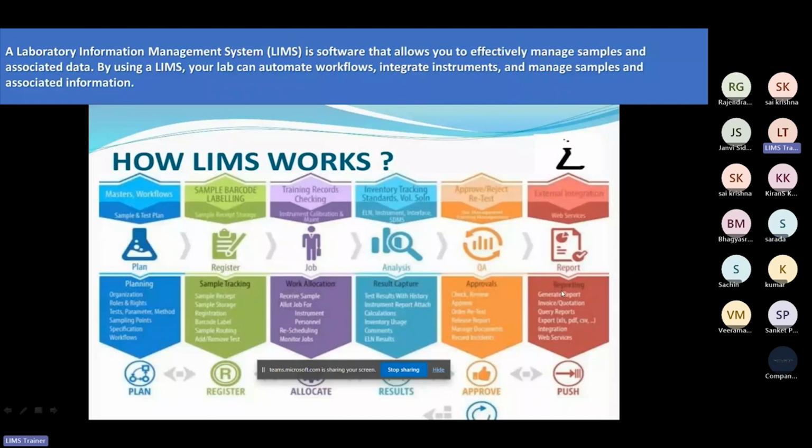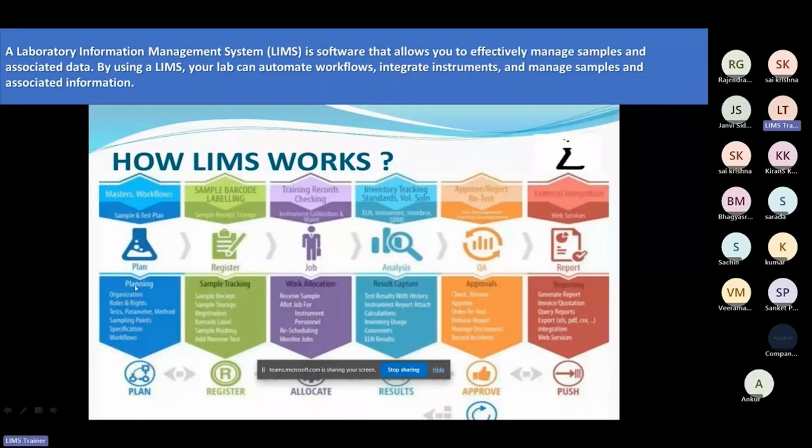In the planning phase, the organization or the laboratory plans testing according to some parameters or testing procedures. In the next stage, the sample will be tracked: the barcode will be generated, or the analytical report number, or a lot number. For that particular batch, an analysis record number will be generated. This activity happens in registration.